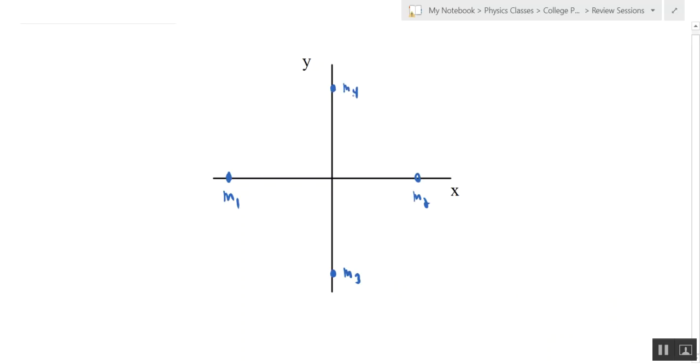And you also know where it is and how much it is. So the only thing you don't know is mass 1, right? You know the locations of all of them and all the masses but mass 1. So the first thing you're going to do is figure out mass 1.